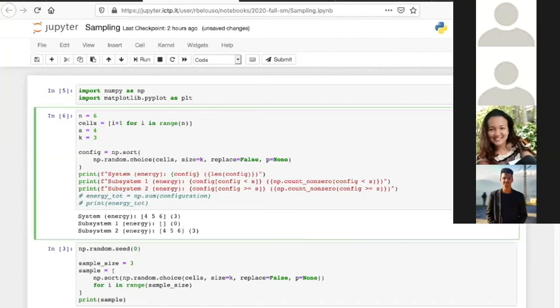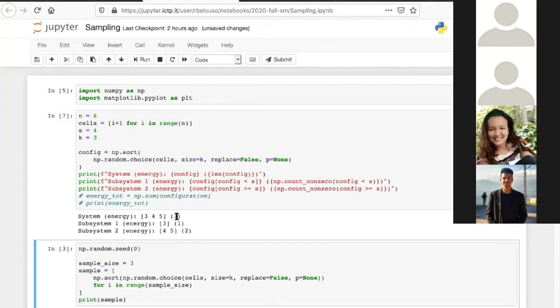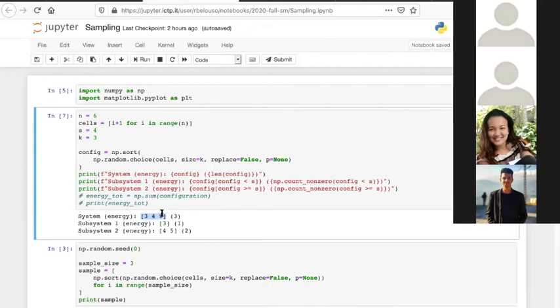So I run it. You see that the system energy is 3. For the whole system, in parentheses, I put the value of the energy. It's fixed by the number K. The cells selected by the particles are 3, 4, 5. That means in subsystem 1, I have 1 particle in cell number 3. Cells number 1 and 2 are free. Subsystem 2 has particles in cells 4 and 5, and therefore it has energy 2, whereas the first subsystem has energy 1.